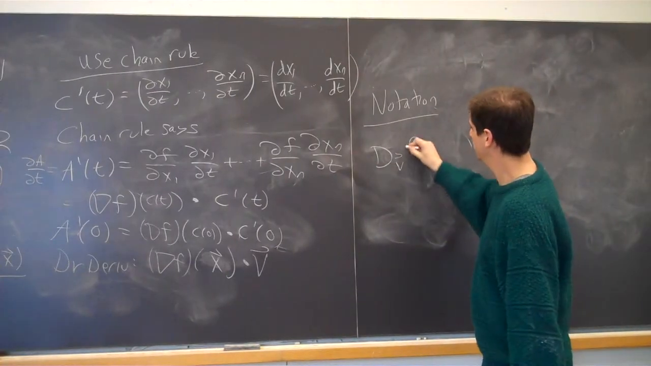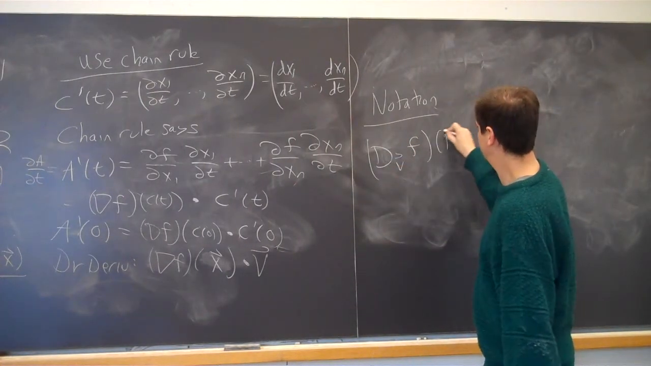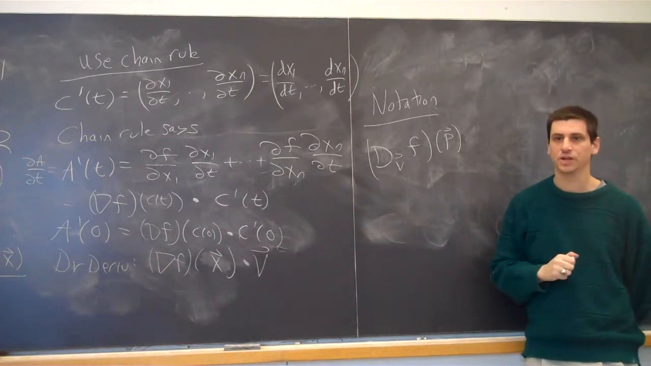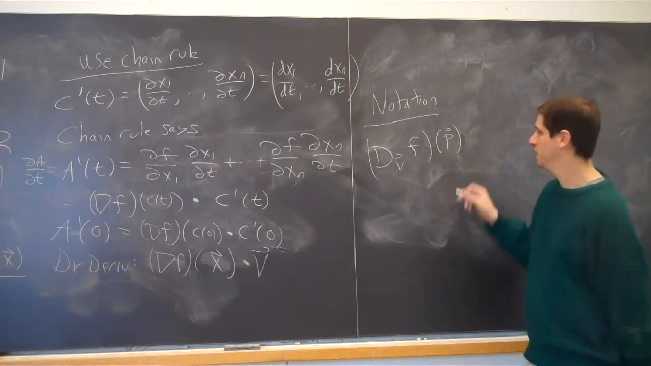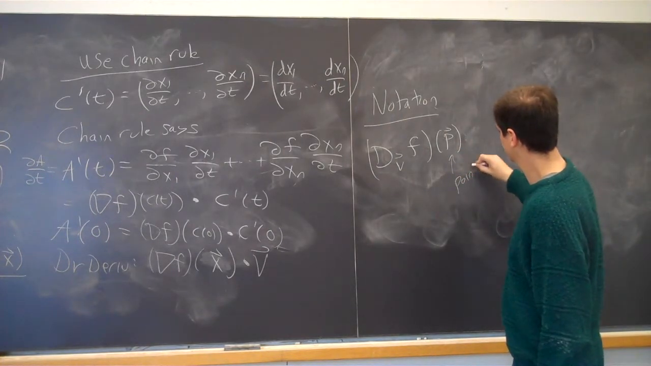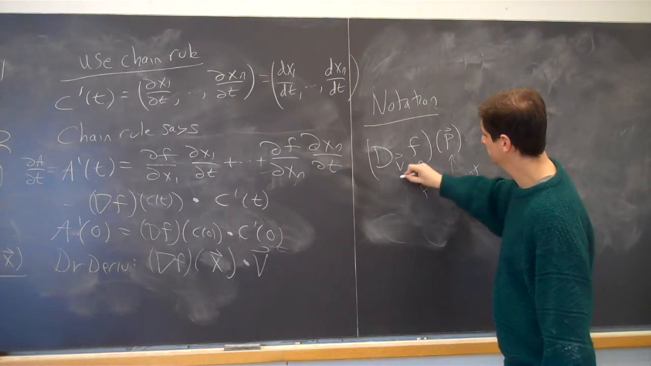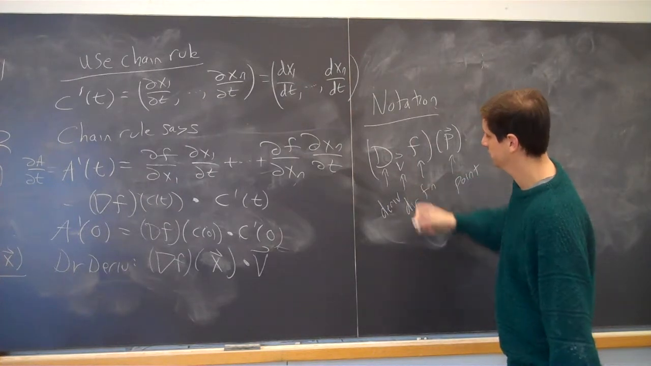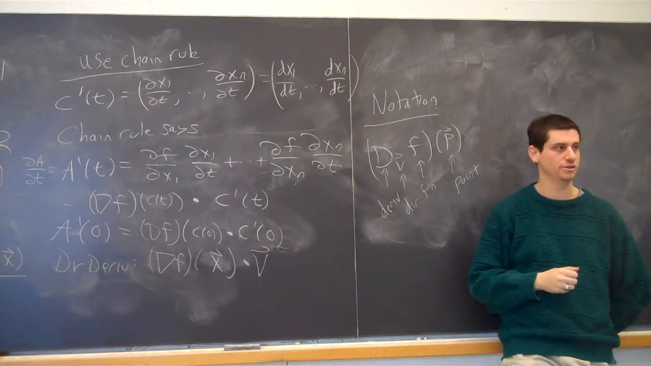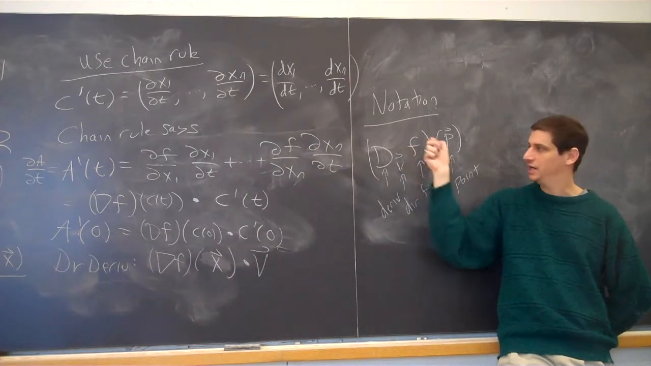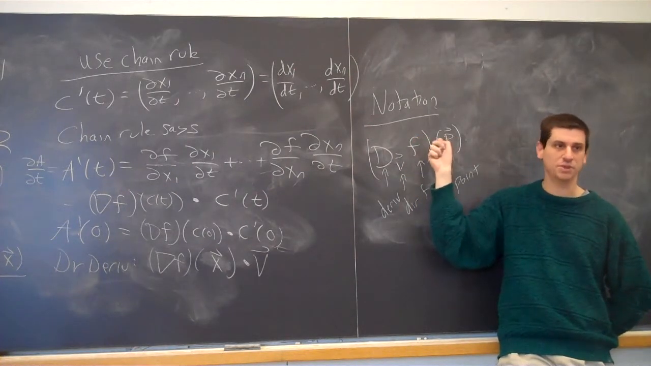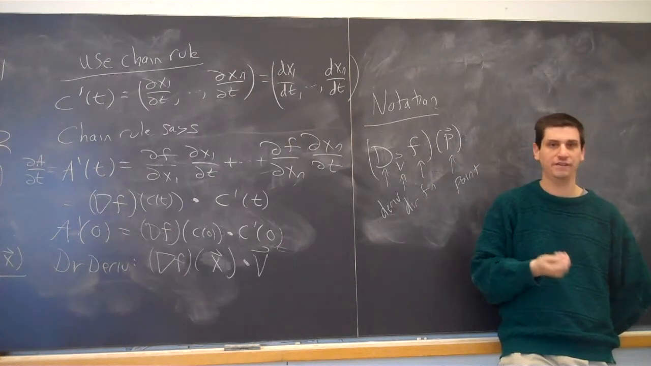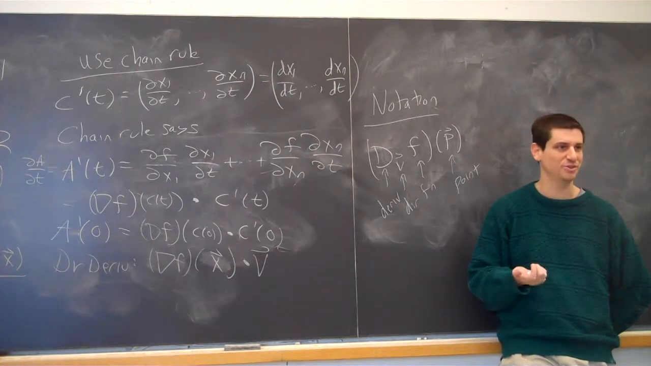D_v f at p dotted with... Okay. So this is going to be the directional derivative. This is the point. This is the function. This is the direction. And this means derivative. So this is really good notation. It tells you I'm taking a derivative in the direction of v of the function f at the point. I need all this information. If I don't tell you the point, you don't know where things are happening. If I don't tell you the direction, well, it's hard to figure out the directional derivative. It's kind of key to the name.